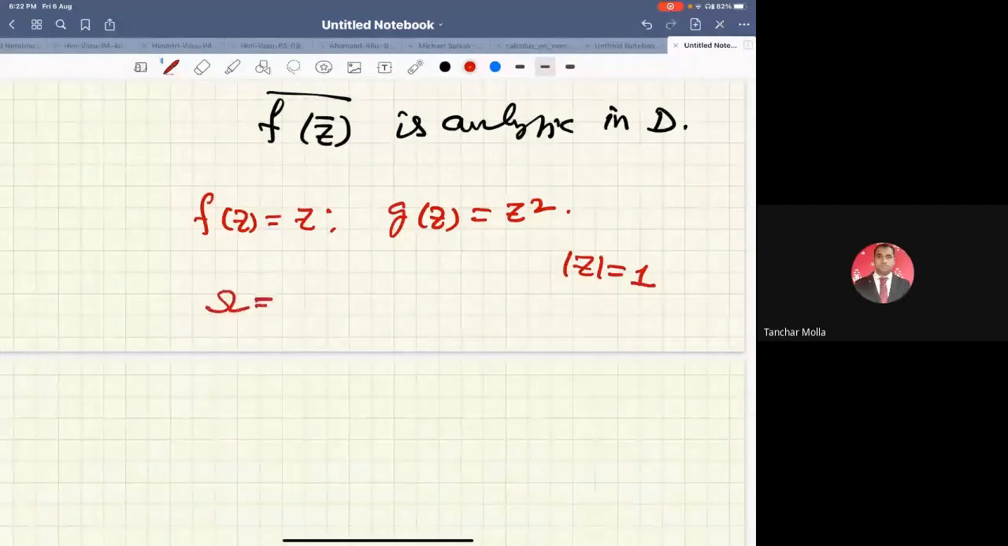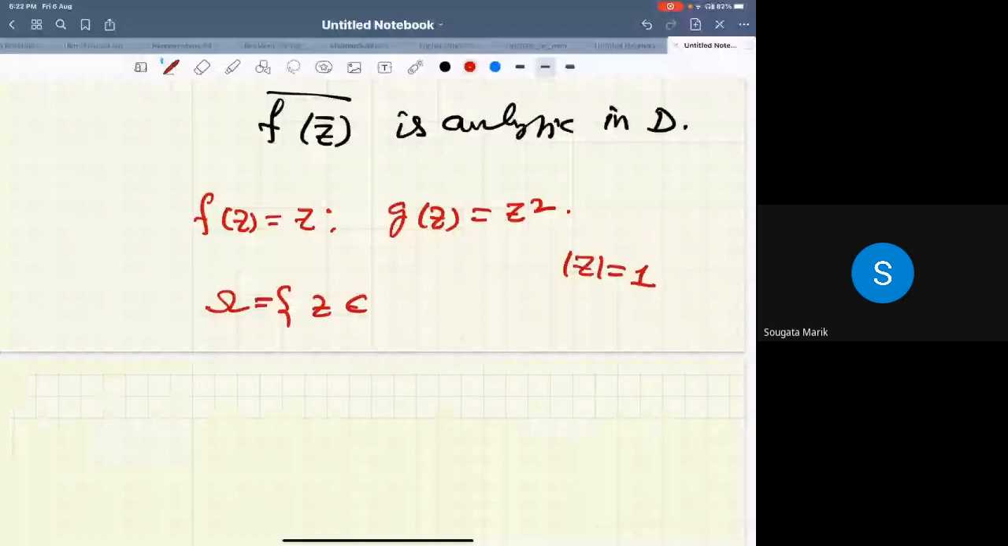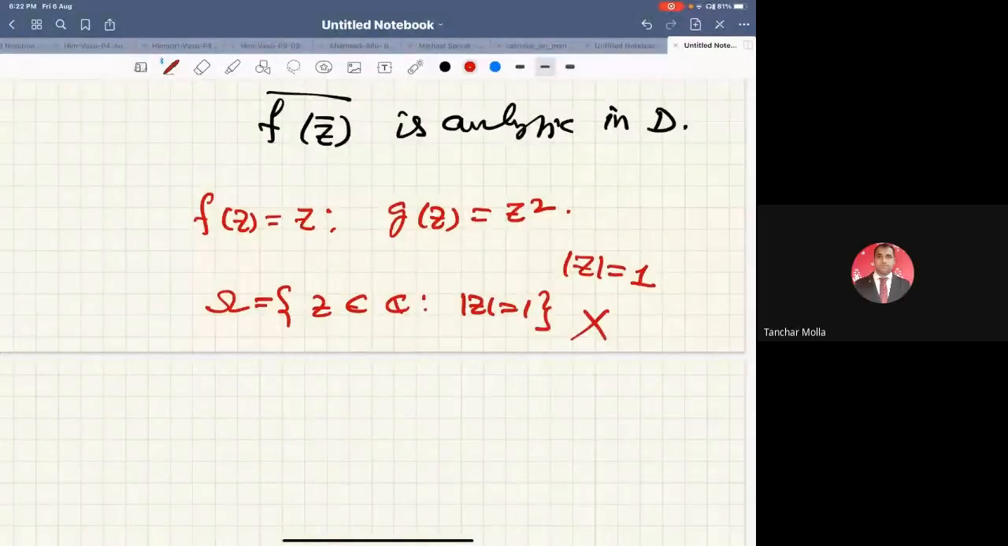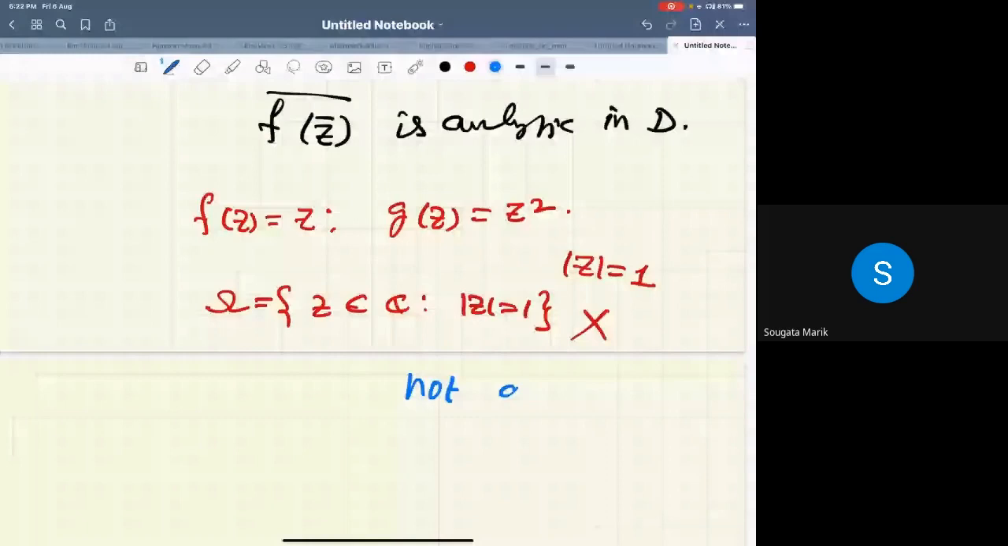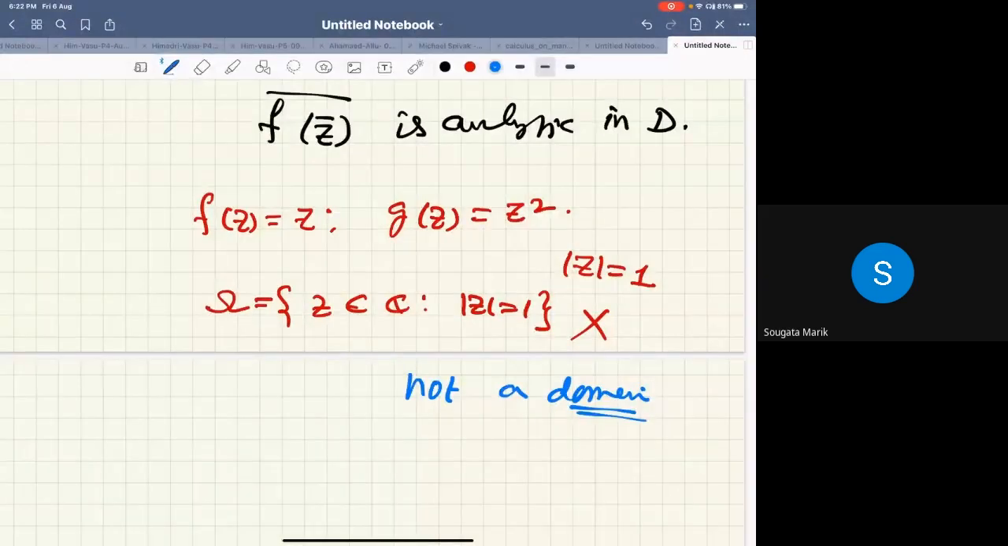Just a minute. This is not a domain. Because a domain must be open and connected, and this is not an open set. This is not a domain. Okay, that is the problem. This is not a domain. Fine, sir. Okay, very good. So any other question?